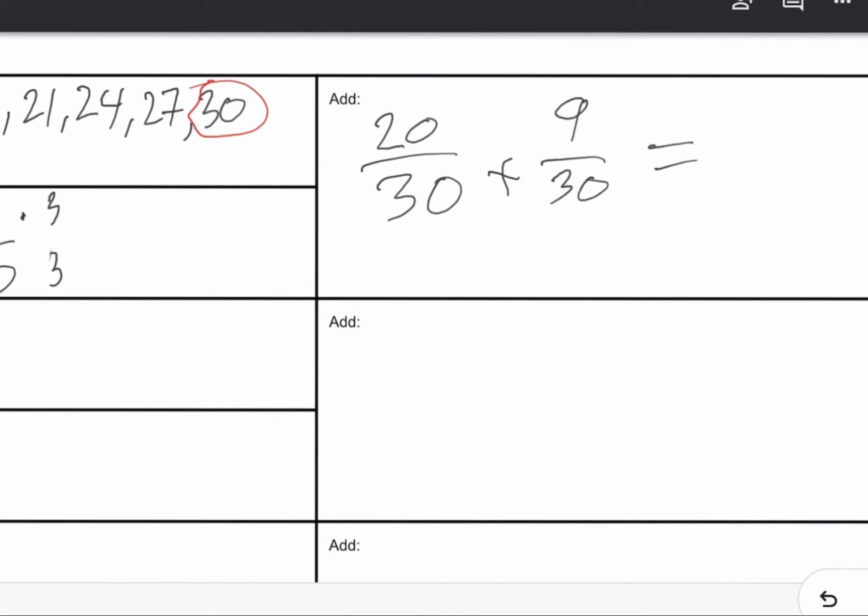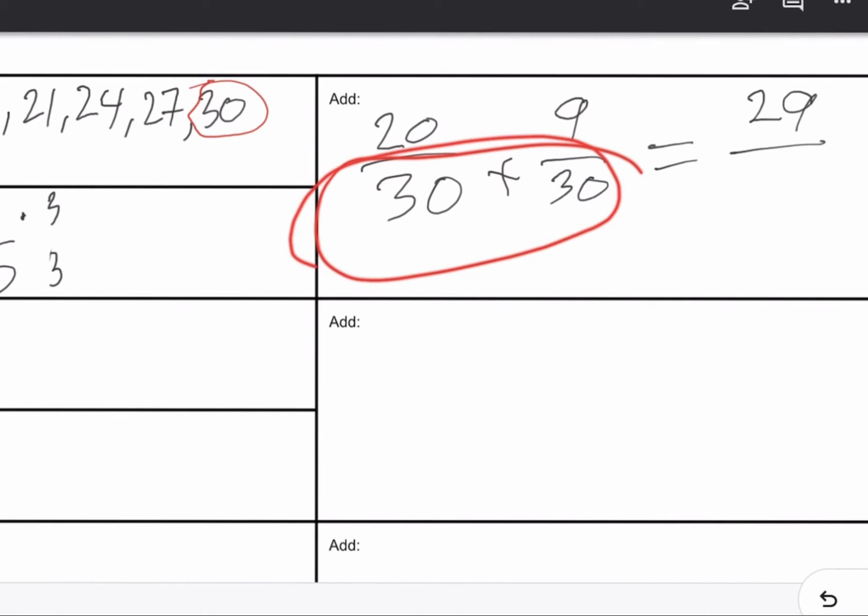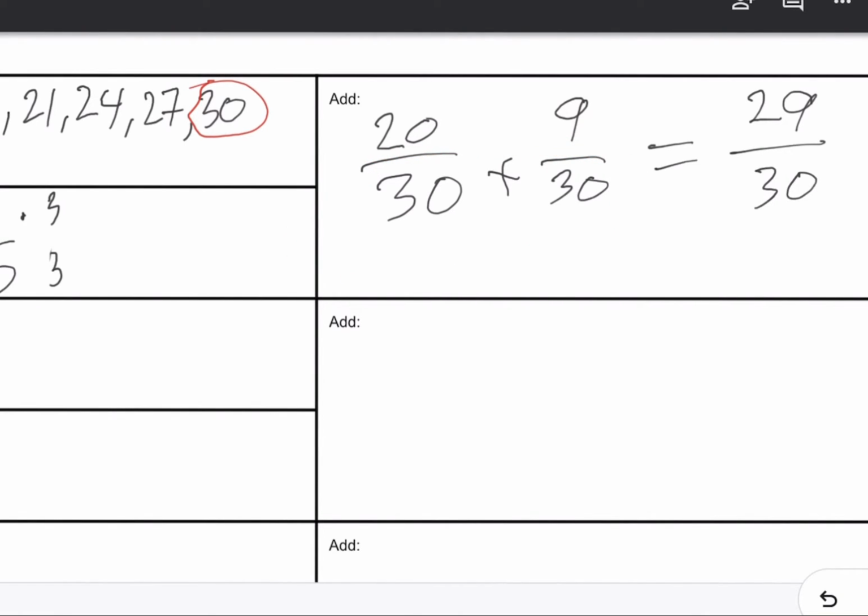Now do I have the same common denominator? I do. So now I just simply add. And remember, in adding and subtracting, you only add the numerators. That's not the same with multiplication and division, but with addition and subtraction, we're only adding the numerators. So what is 20 plus 9? It's 29. And then what is our denominator? Our denominator is 30. So now we've got 29 over 30, okay?